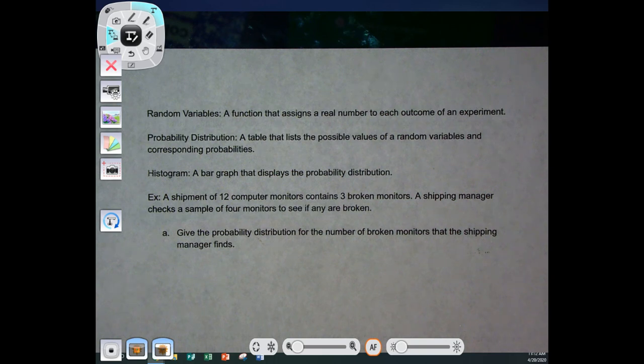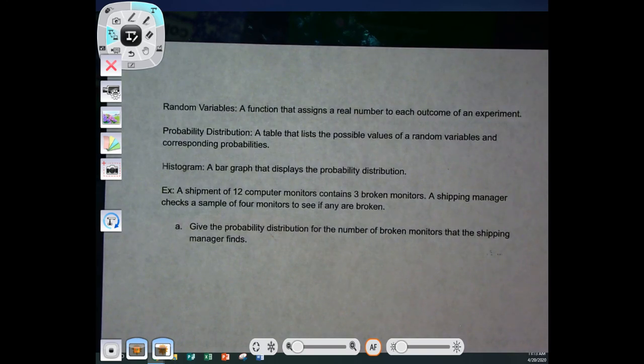So in an experiment, when we talk about all the possible outcomes, what we try to do is quantify each of the possible outcomes. The most common way to do that is to assign a numerical value to each of the different possible outcomes. By doing that, we are creating random variables. A random variable is a function that assigns a real number to each outcome of an experiment.